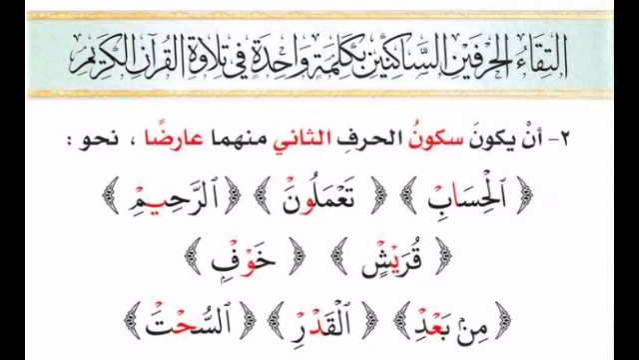Khawf, the same explanation. Min ba'd, so you have the ain sukun and then the dal, originally with kasra, but they have borrowed a sukun on it, making it sukun, so two sukuns meeting. And then al-qadr, the same explanation. And then as-suht, the same explanation over there.